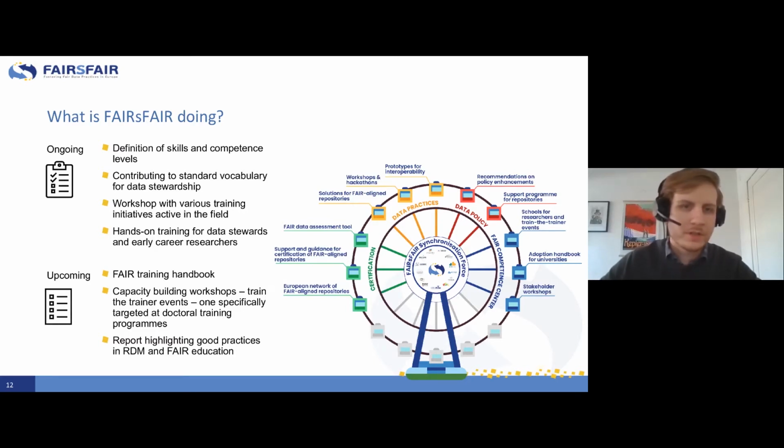Some other partners are also providing hands-on training, for example, for data stewards. This year we will be working on a training handbook for FAIR data, and we will also include some projects that work at the doctoral level, and later also do some capacity building. So if anyone here, maybe in the audience, is interested in joining that, or even has some good practices to show, this would be very interesting for us as well, because we know many initiatives, but it's still a very fragmented field across Europe. So this is definitely something where we are always happy to engage with more partners and organizations.